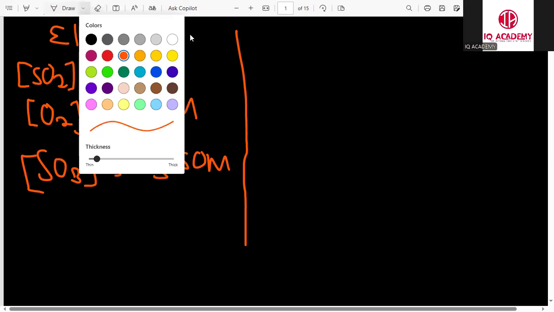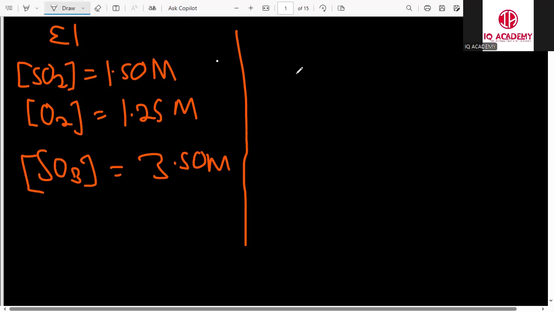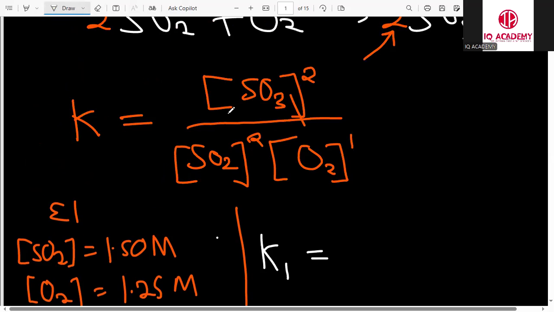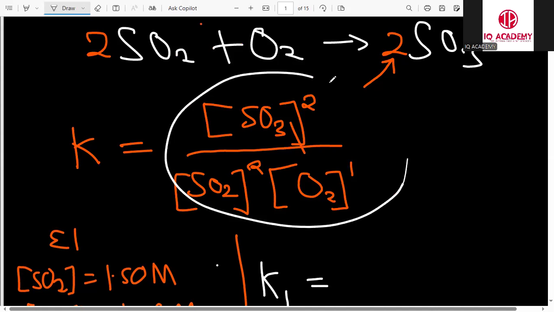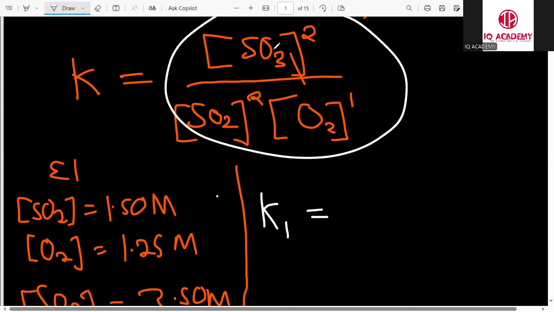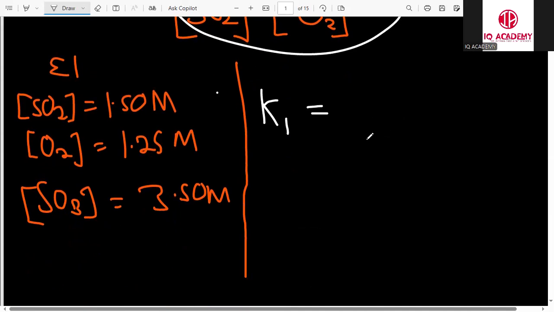Okay, so let's use these concentrations to find the equilibrium constant for experiment 1. So K for experiment 1 is just equal to, okay? Remember, we are using this formula here. What is the concentration of sulfur trioxide? It is 3.5, and we are raising this to the power 2.